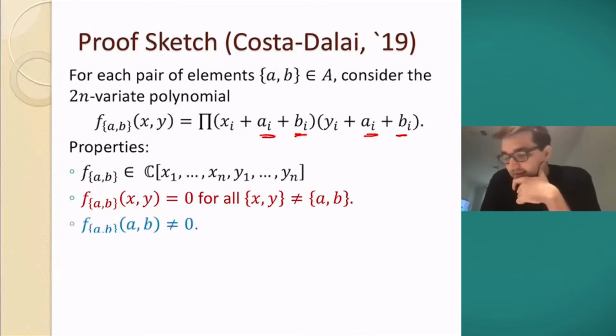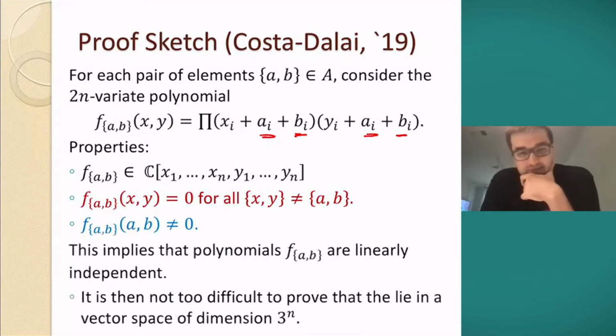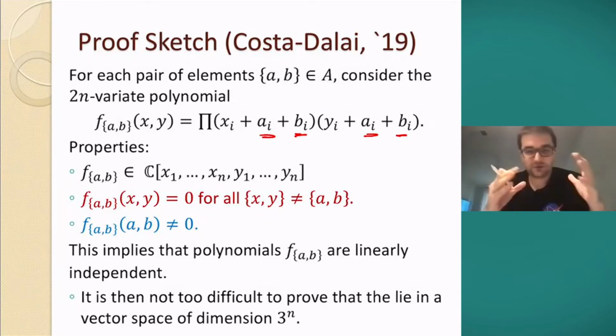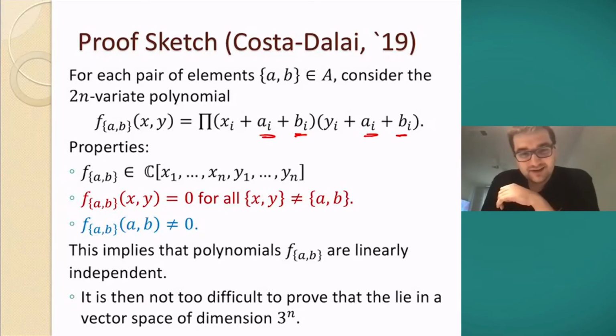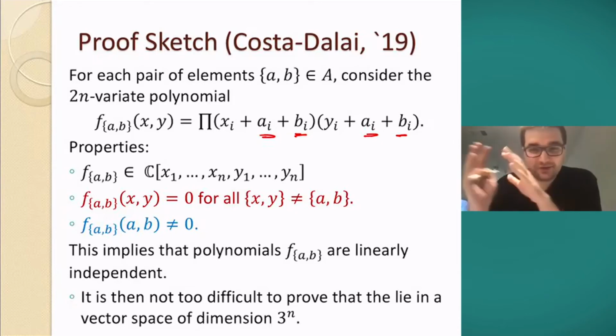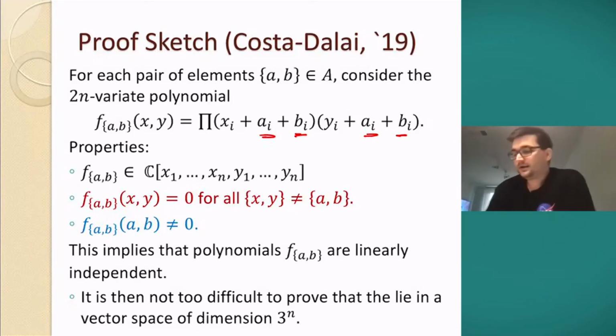And if you plug in the pair A, B itself, you get some non-zero quantity. These conditions imply that the polynomials are linearly independent. In the next step, one would like to capture them in a finite-dimensional subspace of polynomials in these variables. And it's not too difficult to squeeze out a subspace that has dimension 3 to the n by factoring this polynomial and reorganizing the terms a little bit.